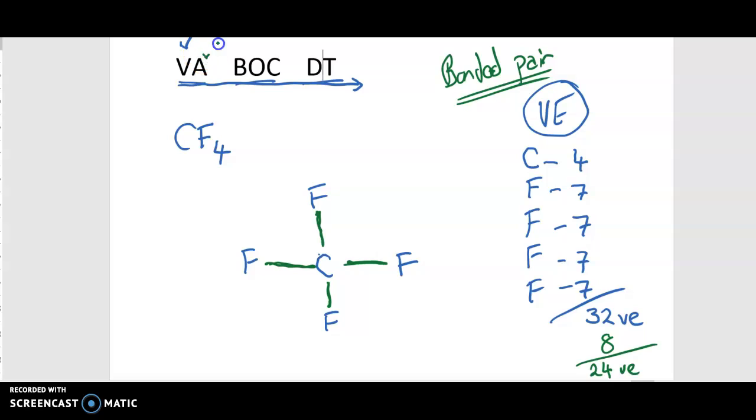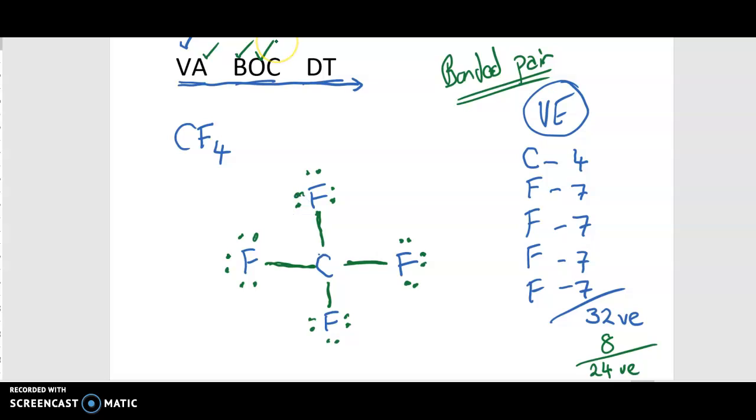So A was arrange, B was bond. The next thing is to arrange all our remaining electrons around the outside atoms first. So I'm going to put 3 pairs of non-bonding electrons around each fluorine. I've got 8 bonded there, 9, 10, 11, 12, up to 32. That's using all my available electrons.